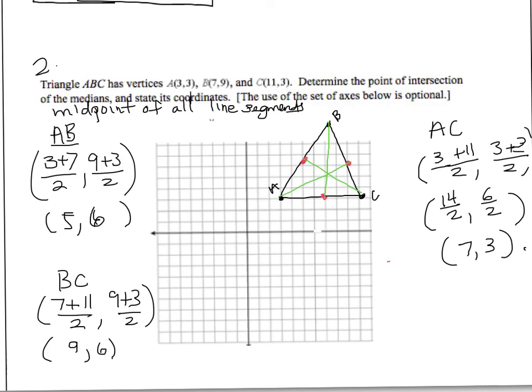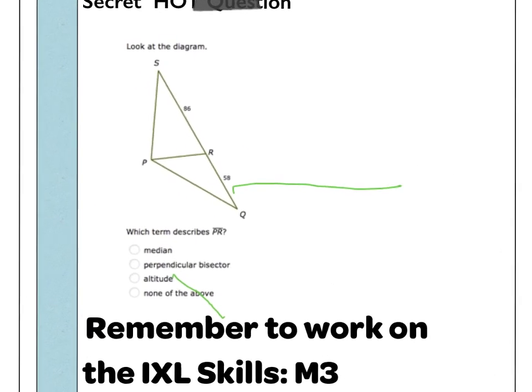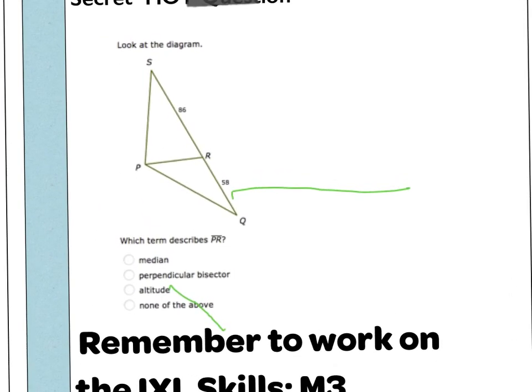So we're done. And here is the secret hot question. The secret hot question is, look at the diagram. Which term describes segment PR? Notice that SR is 85. Notice that RQ is 58. Is it a median? Is it a perpendicular bisector? Is it an altitude, or none of the above?